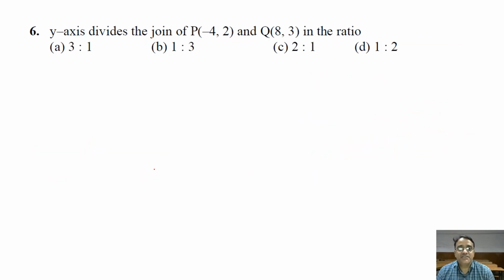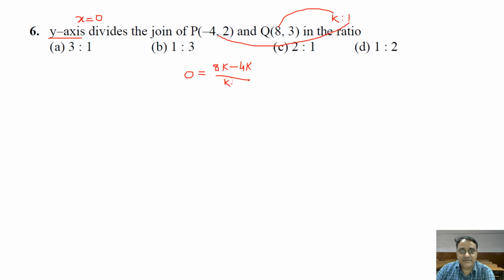The y-axis divides the join of P(-4, 2) and (8, 3) in the ratio. We know that on the y-axis, the x coordinate is 0, that is x is equal to 0. Okay, and let the ratio be k:1. So look carefully, I am writing the x coordinate in short. m1 x2 that is 8k plus m2 x1 that is -4 upon k plus 1, that is m1 plus m2.